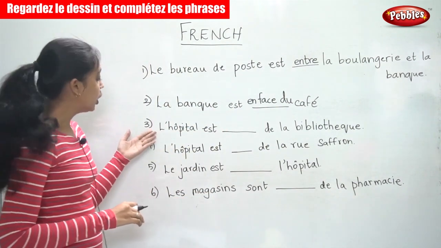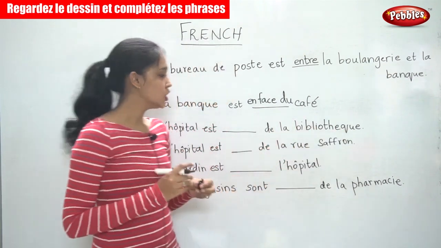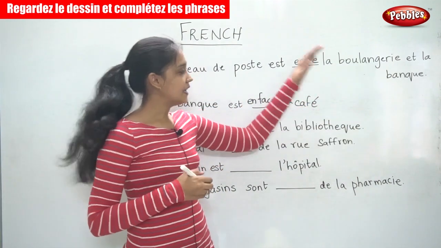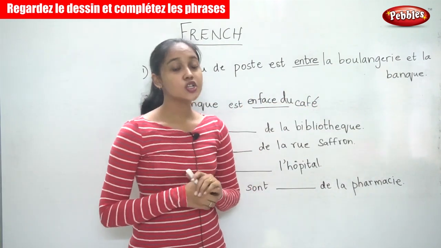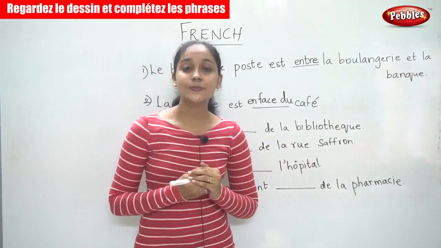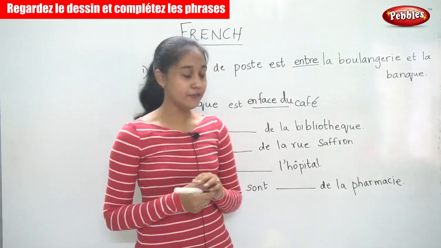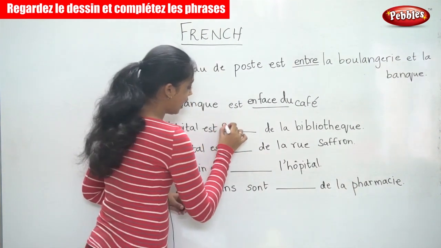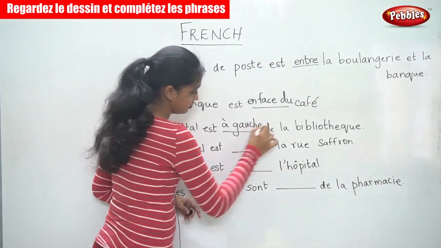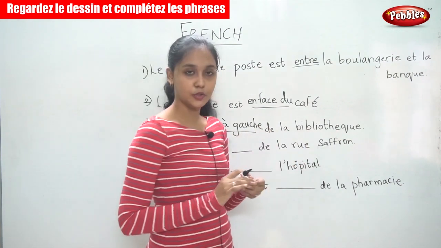The next one, l'hôpital est dash de la bibliothèque. If you remember, the hospital was on one end and the bibliothèque was somewhere here. If you look at it from the bibliothèque, the hospital is on the left. So what is the word to say on the left? It is à gauche. So l'hôpital est à gauche de la bibliothèque.